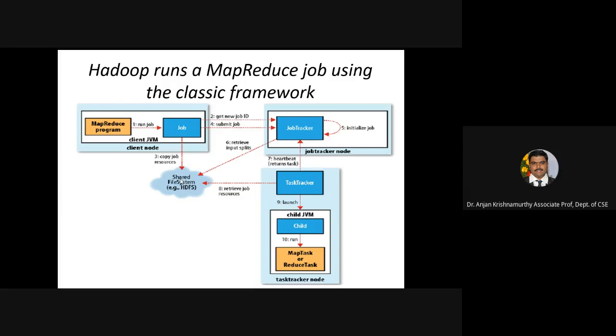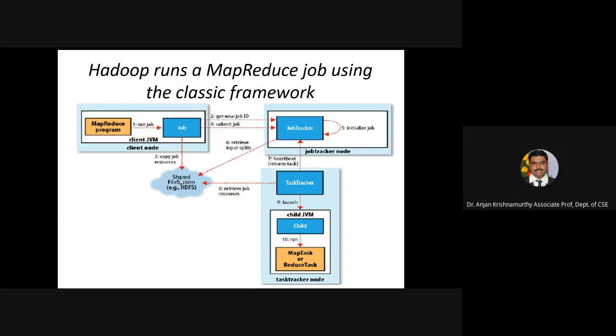So it regularly keeps pumping its heartbeats into the job tracker, telling that the map task and the reduce task have been completed, right? Or that it is working with respect to the jobs that have been submitted, right?